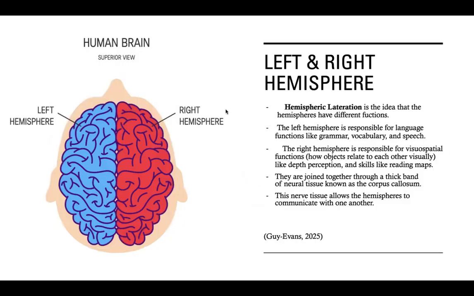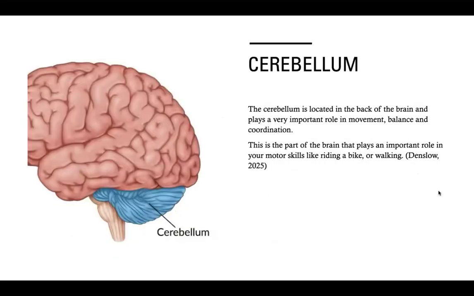This is called hemispheric lateralization. It's the idea that the different hemispheres have different functions. The left hemisphere is supposed to be responsible for language functions like grammar, vocabulary, and speech. The right hemisphere is supposed to be responsible for functions like how objects relate to each other visually, depth perception, and skills like reading maps. They're joined together through a band of neural tissue known as the corpus callosum. The nerve tissue allows the hemispheres to communicate with one another.